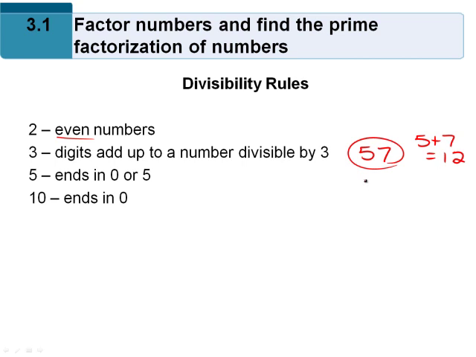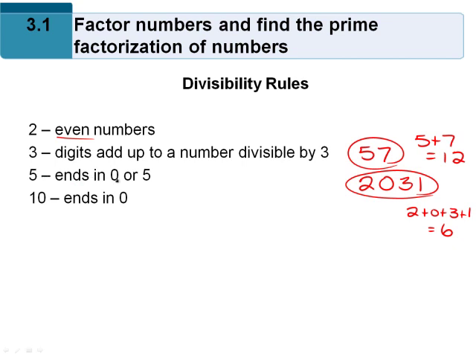5 plus 7 is 12, and 3 goes into 12, so 3 goes into 57, okay? Same thing if you had something crazy like 2031. I would never think 3 going into that. But if we add up the digits, 2 plus 0 is 2, plus 3 is 5, plus 1 is 6. Well, 3 goes into 6, so 3 also goes into 2031. So if you add up the digits of your number and 3 goes into that sum, then 3 will go into the number.